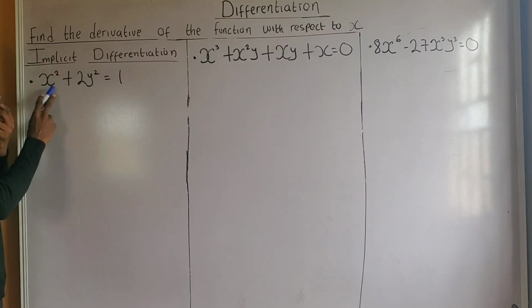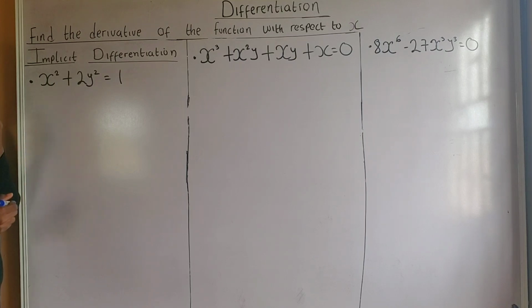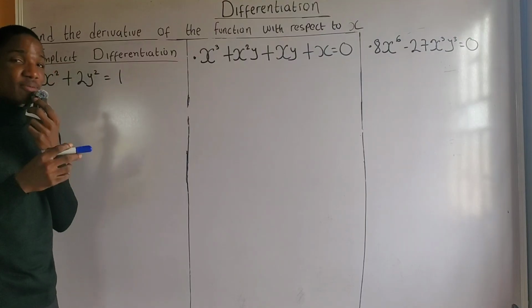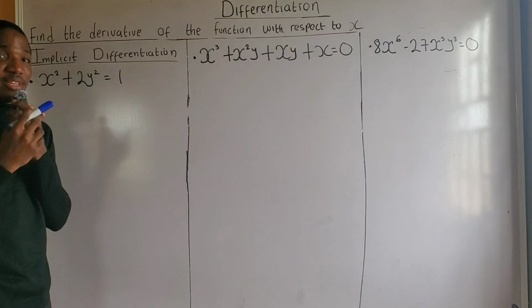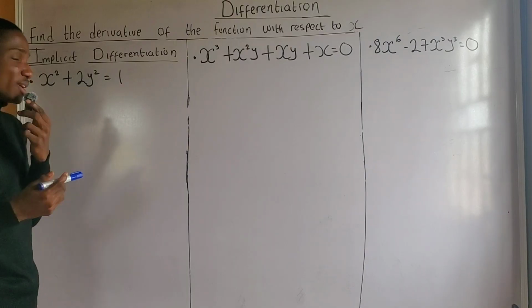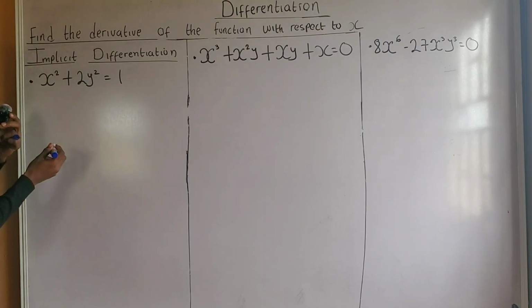You have x and you have y, right? Yes. That means that in this question, we are differentiating y with respect to x. Do you understand? So because we are differentiating y with respect to x, anytime you differentiate y, you are going to multiply that derivative by dy/dx. Do you understand? Okay, so let us proceed.